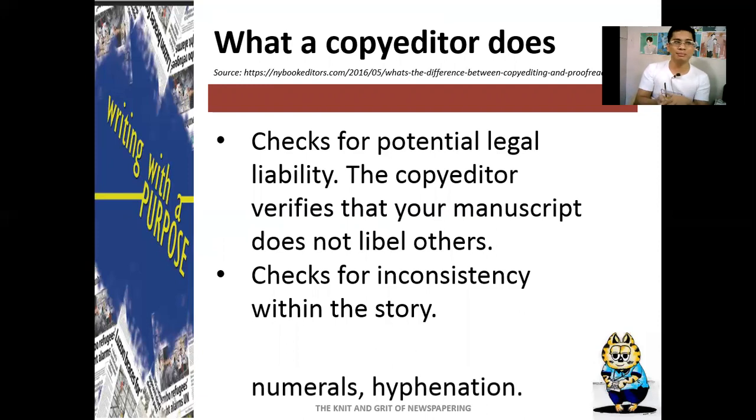Then, I think I already mentioned this in advance. Checks for potential legal liability. The copy editor verifies that your manuscript does not libel others. Okay? We said libel: there are defamatory remarks published that might carry a malicious implication, where the person is identified in the published news or other article and it is defamatory. So that can be a ground for libel if the person you mentioned in the news goes after you. And checks for inconsistency within the story. Obviously, the editor should also check whether the flow of thought in the story is correct.